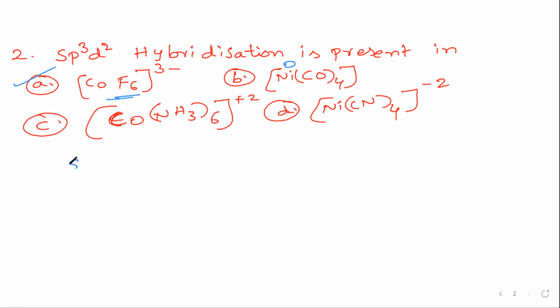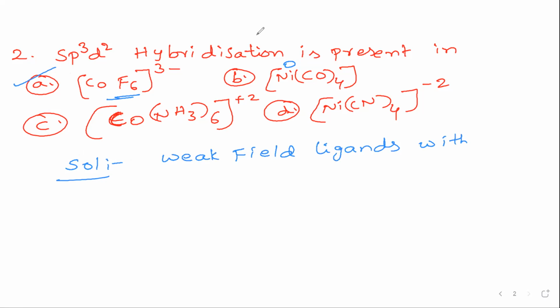What is the hint for this? The solution is, straight away we can say, weak field ligands with coordination number 6 will form outer orbital complexes. Why am I writing again and again? So that you can understand easily.